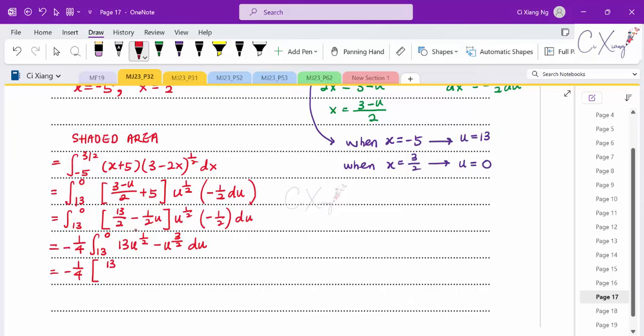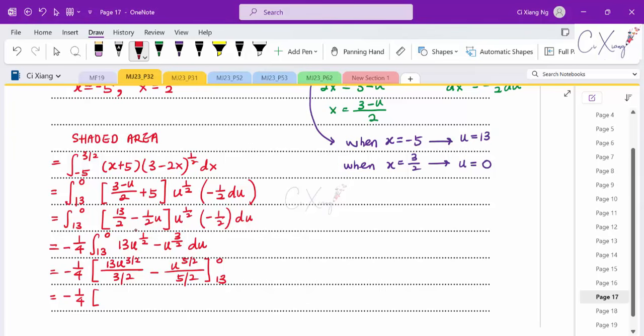13, just copy, is a constant. u power plus 1 becomes 3 over 2, divided by the new power. Then minus u, also copy, power plus 1 becomes 5 over 2, and you divide by the new power 5 over 2. You want to substitute the limits 0 and 13 later. Again, as my practice, before I integrate or substitute any value, I want to simplify my fraction or expression first so that it doesn't look so complicated, to avoid careless mistakes.